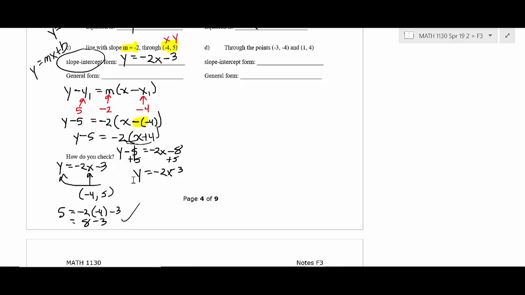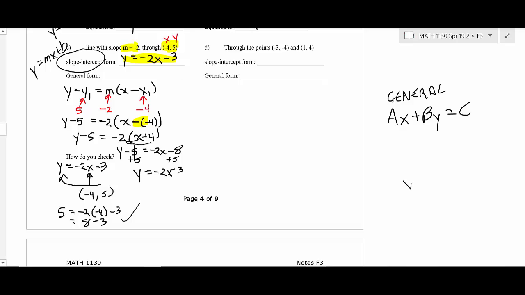Okay, the other thing I want to do is the general form. I haven't talked about that yet. So when you're doing the general form, it is ax plus by equals c is what you do on that.